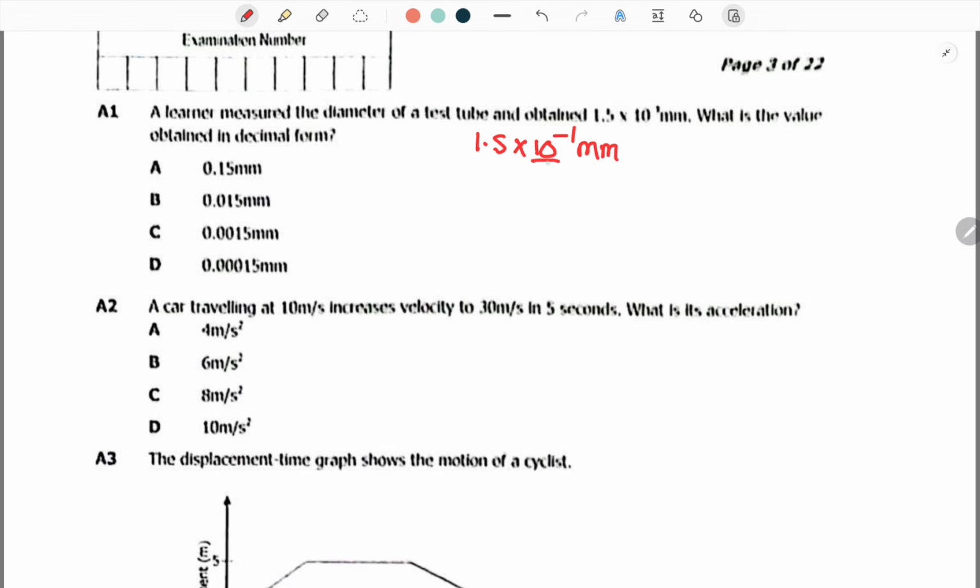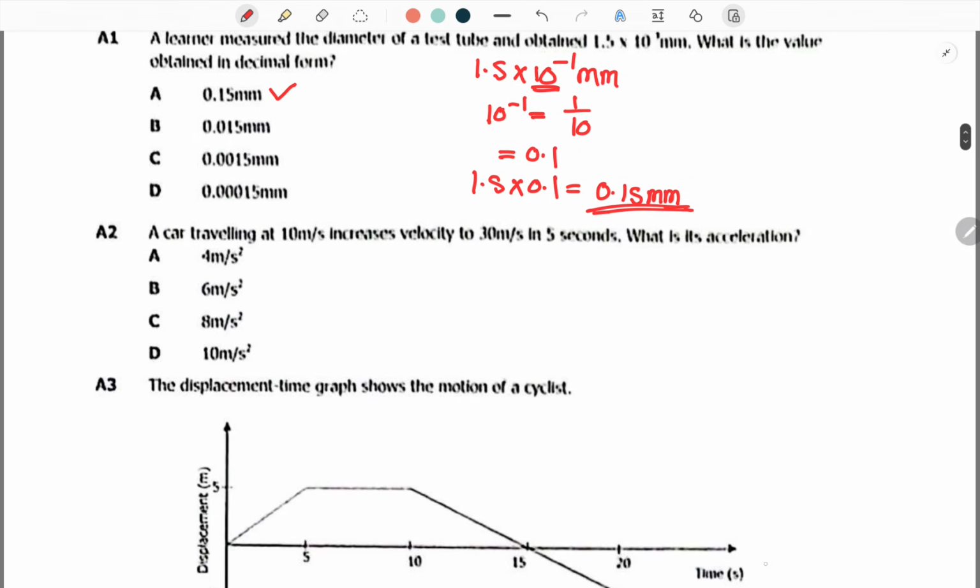So the first thing you can work out is this, because you know that 10 to the power negative 1 is the same as 1 over 10. So this is just the same as 0.1. So you are just multiplying 1.5 multiplied by 0.1, and you are getting 0.15 millimeters. And that makes your answer become A. Okay? Basically, that is how they found that answer. Go to the second question.